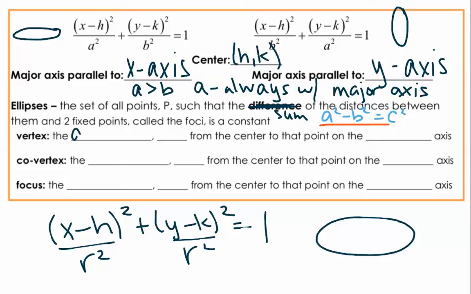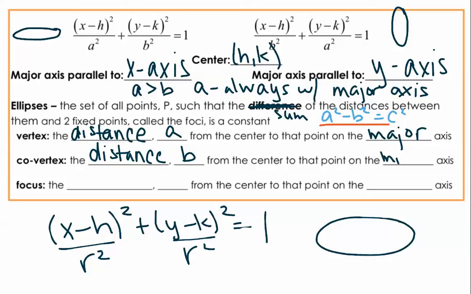So the vertex is the distance, and the vertex always goes with a, from the center to a point on the major axis. So the major axis is going to be your larger axis, which corresponds with a always being larger. Covertex is going to be the distance, which we will refer to as b, from the center to a point on the minor axis. So the minor axis is going to be the smaller one. Now your focus is the distance, which we will refer to as the c value, from the center to a point also on the major axis.